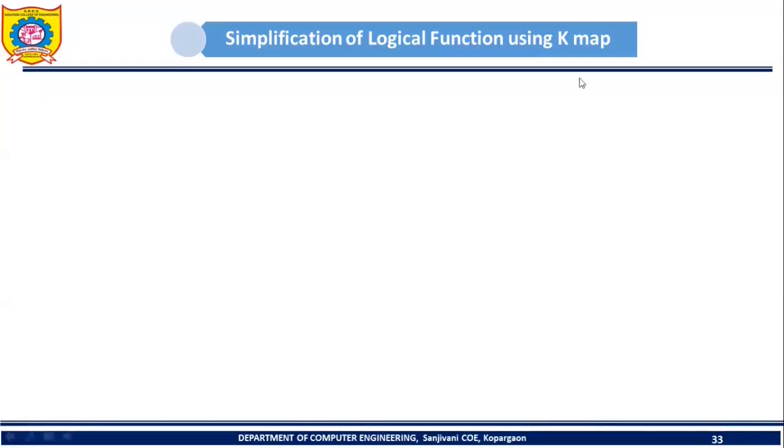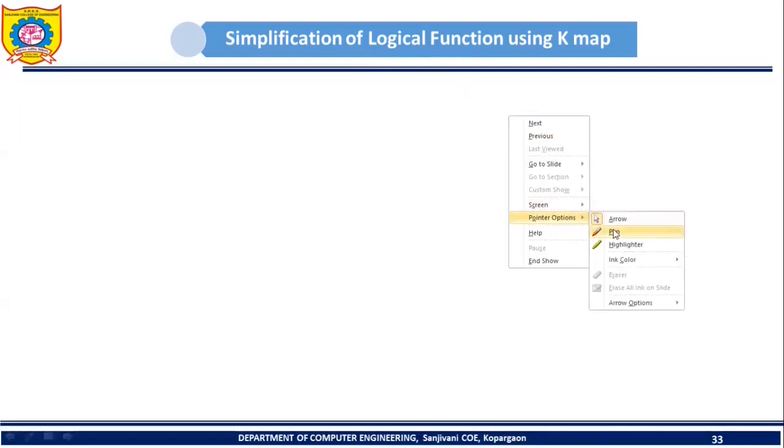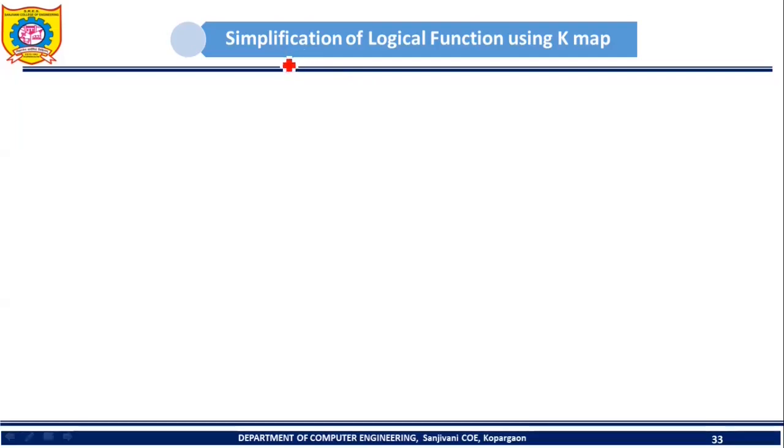Welcome everybody. We have discussed K-map. We have discussed how to represent a logical function on K-map. Then we have seen that K-map can be used for simplification of logical function. So now we are going to discuss how that simplification is actually done. Once we represent a logical function on K-map, what is the next step that we have to follow in order to minimize the given logical function? So let's start.